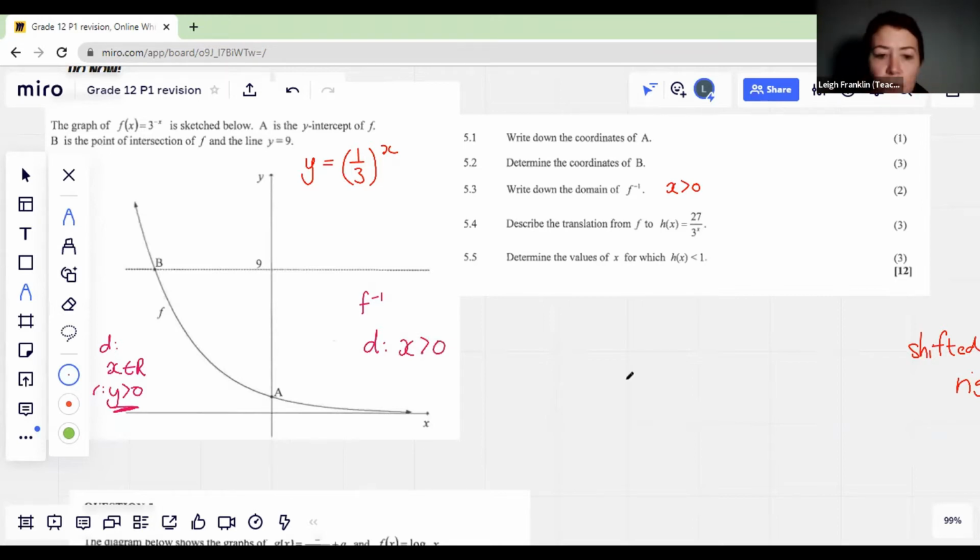And not that they asked you for this, they didn't. But if you were to write the range, you'd say y is an element of the real numbers. And there would be 2 accuracy marks on that. Okay. All right. Thank you.